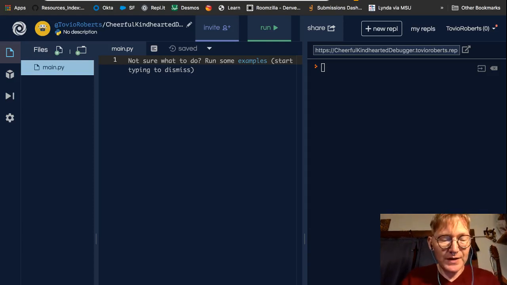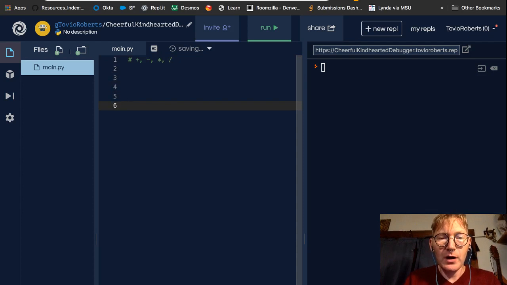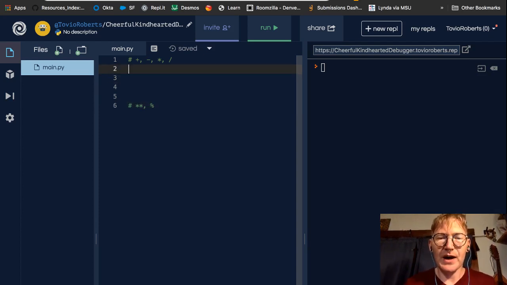Now, what do I mean by a simple operator? I'm talking about the characters that represent basic mathematical operations. And then I'm going to talk a little bit about some less common basic mathematical operations. So plus, minus, multiply, and divide. We'll just go through these really quick.